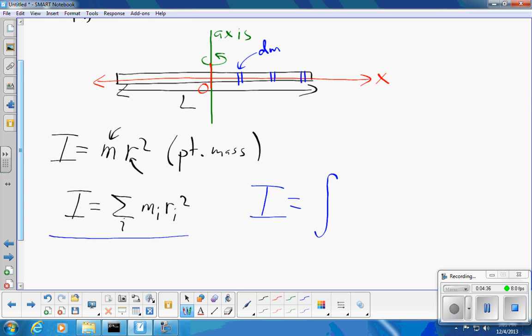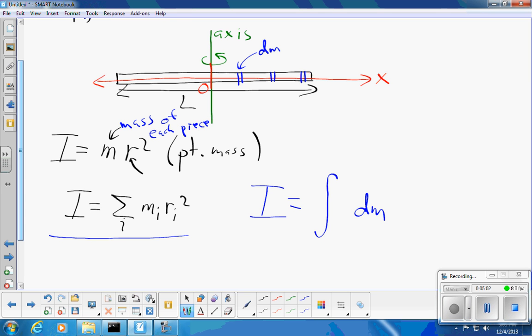So I use the integral sign to add them all up. Okay, how am I going to write mr squared? Well, remember what these letters stand for. M, again, stands for the mass of each piece, the mass of each object. Well, these objects all have mass dm. They're infinitely small amounts of mass. So my m turns into dm.